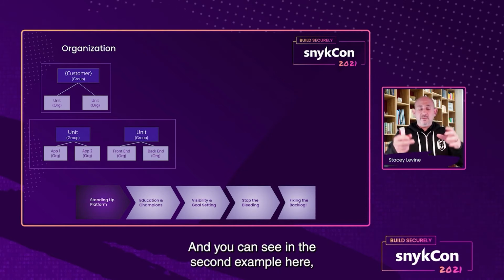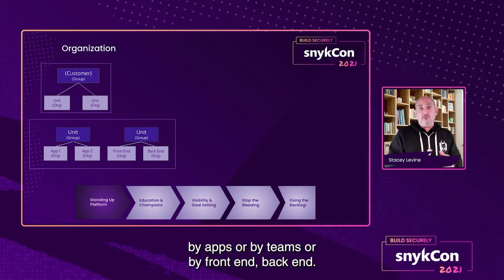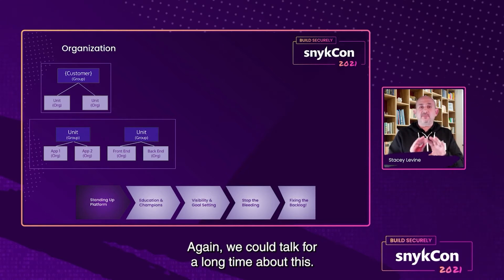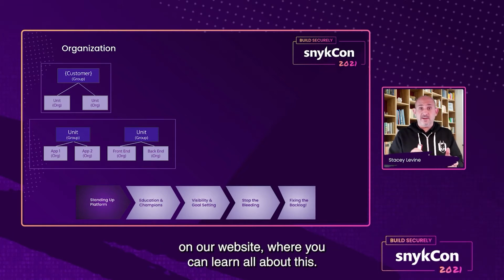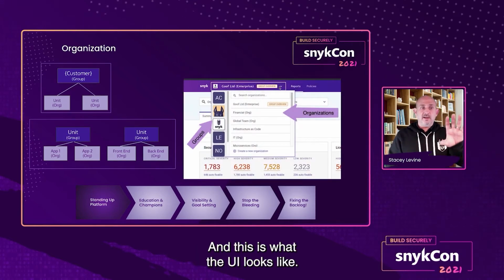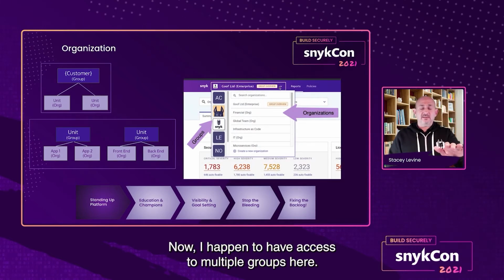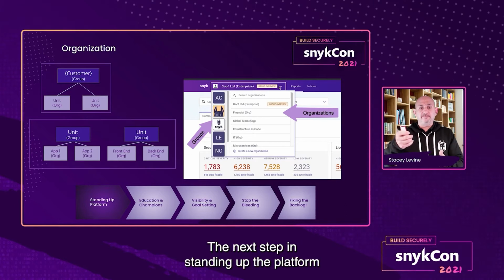Right? And you can see in the second example here where we create the organizations by apps or by teams or by front end, back end. Again, we could talk for a long time about this. There happens to be an in-depth video from SnykCon last year on our website where you can learn all about this. And this is what the UI looks like. Now, I happen to have access to multiple groups here, and you can see I'm looking at a group on the left and the organizations below it.